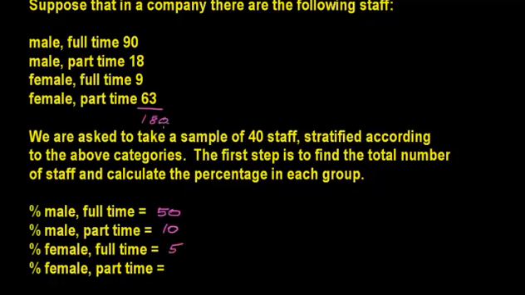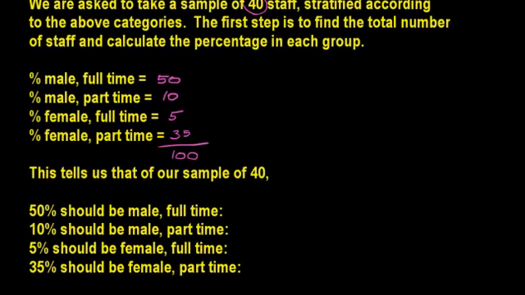And 63 out of 180 ends up being 35%. And this should add up to 100% of our employees, because they all got categorized into one of these. Okay, so now, but we only want 40 in our sample, right? So now what we'll do is use those percentages to find out how many males should be sampled.